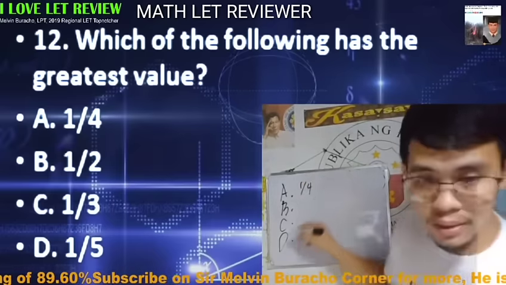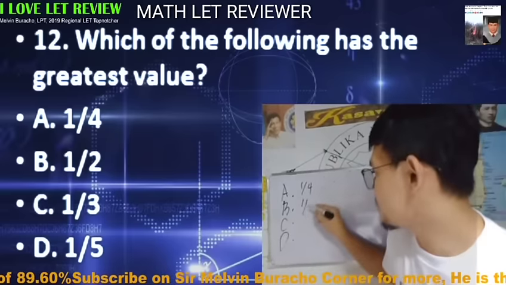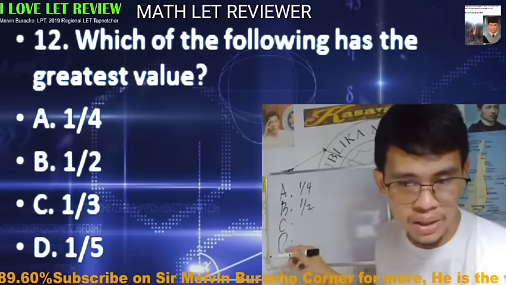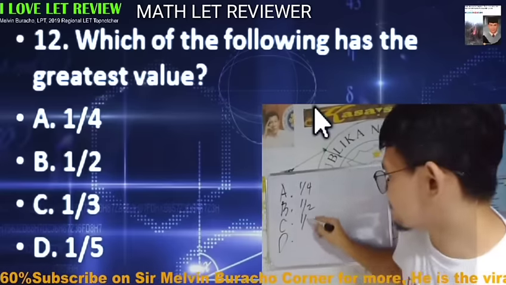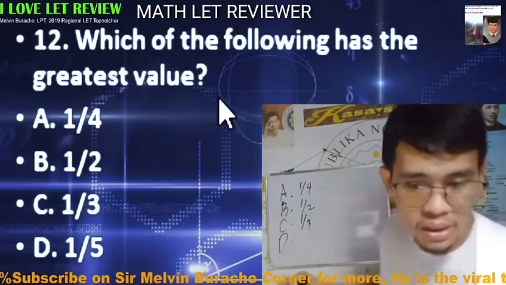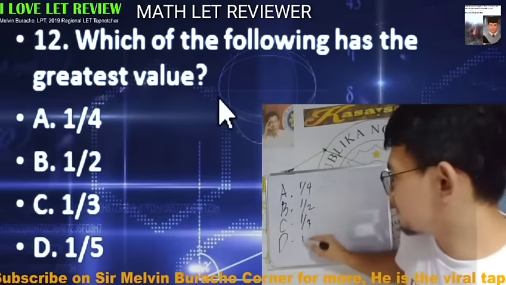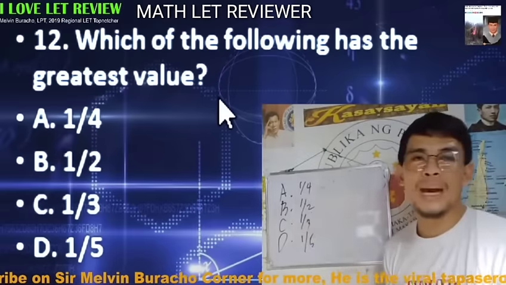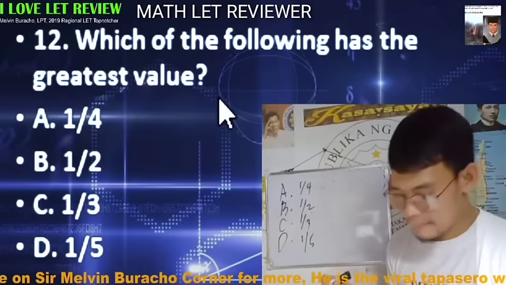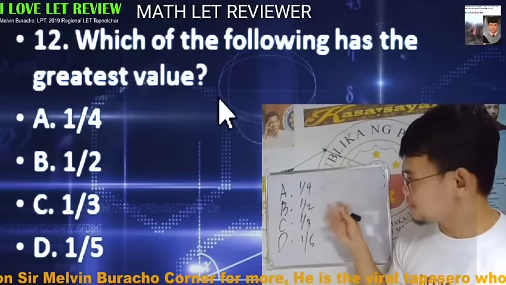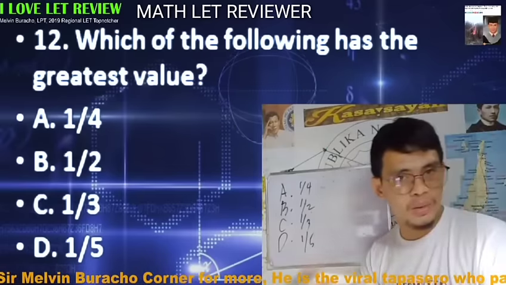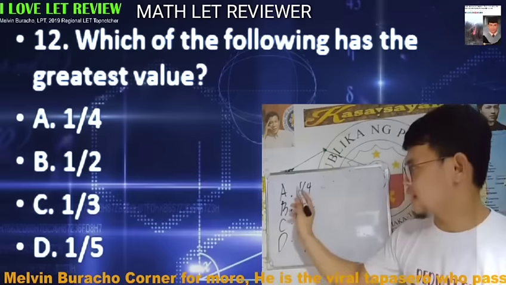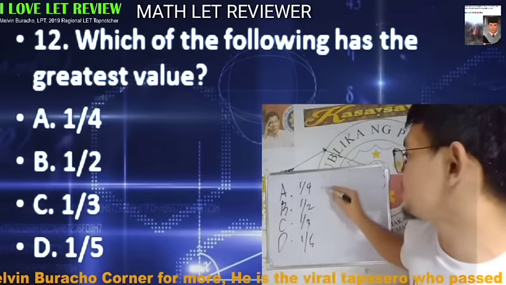What is letter B? 1/2. What is letter C? 1/3. What is letter D? That is 1/5. Okay? Pag sinasabi natin na 1 divide 4, ganito lang po yan. Kapag ganito po yung katanungan at which is the largest yung tanong or which is the smallest, you just have to divide 1 divide 4. So, that will give you 0.25.